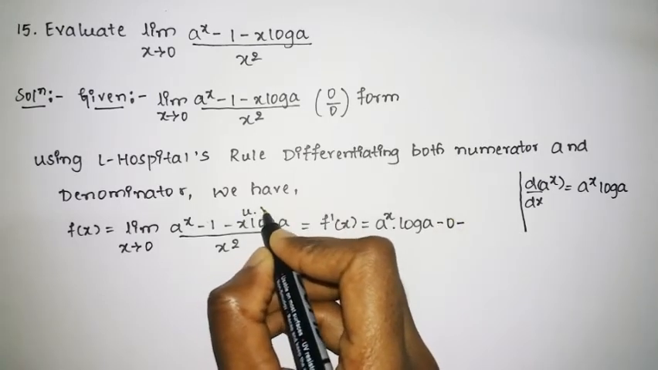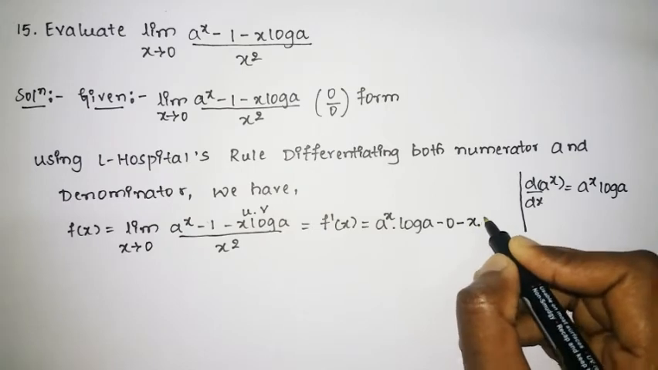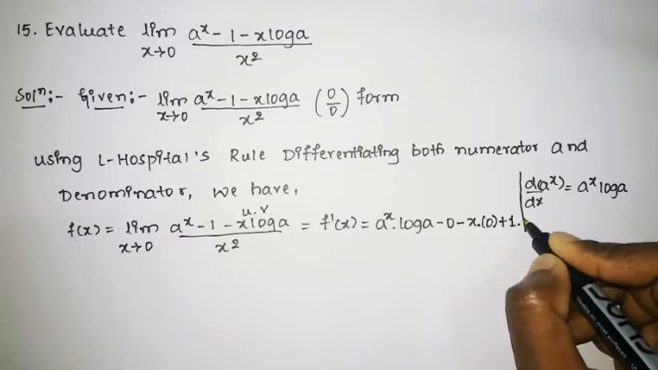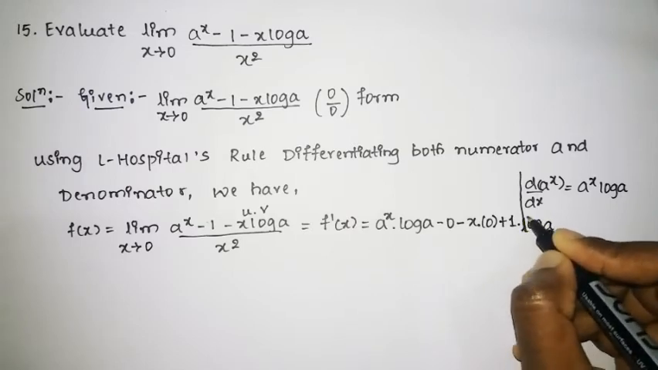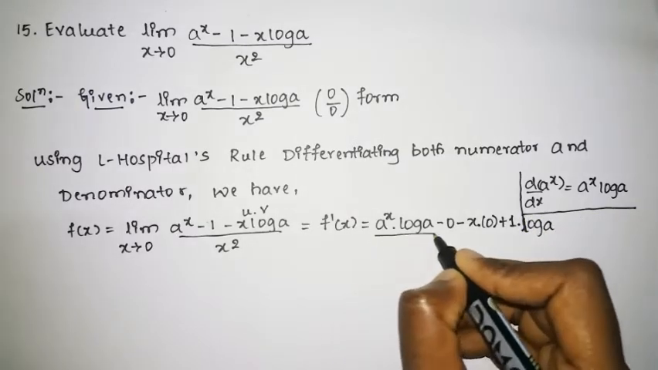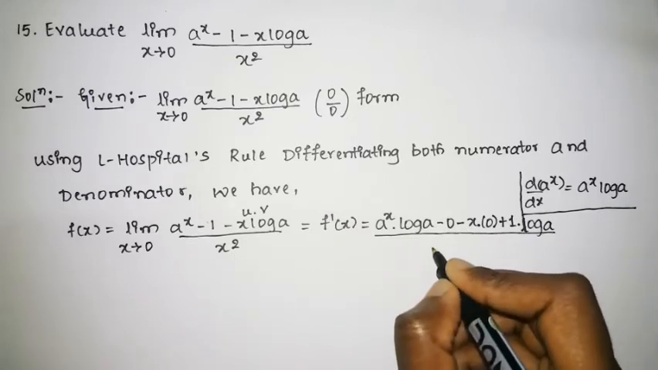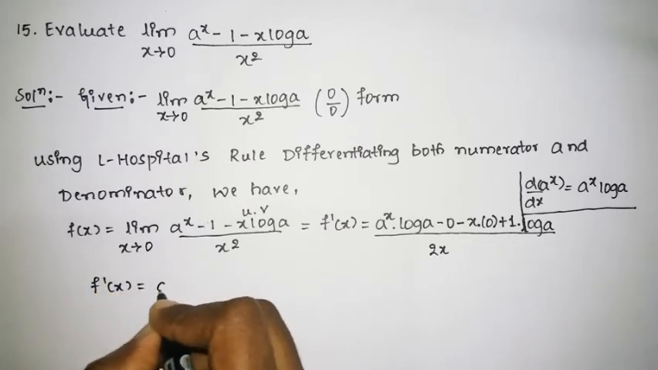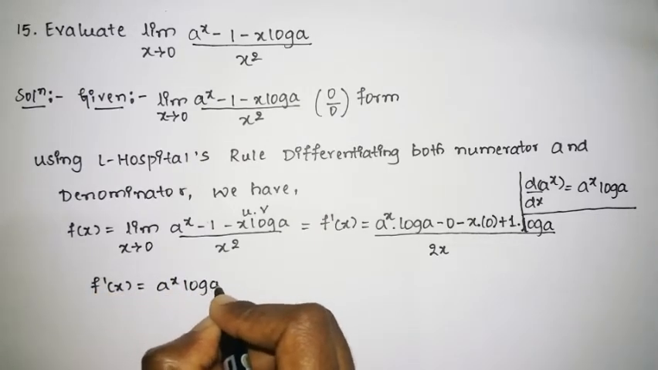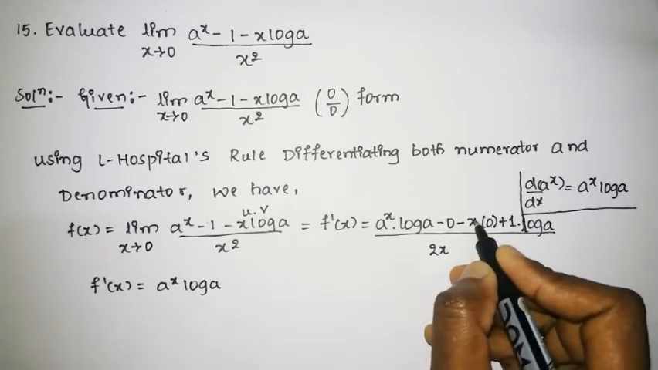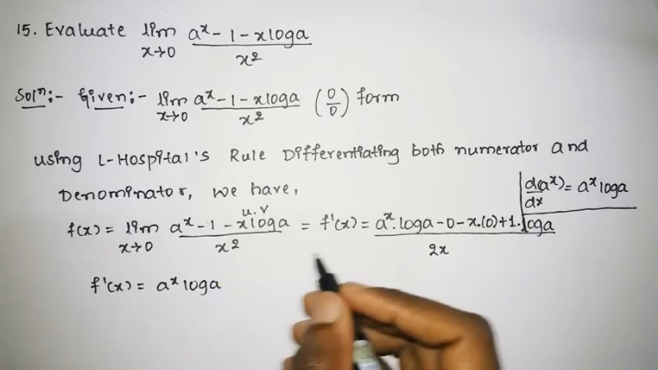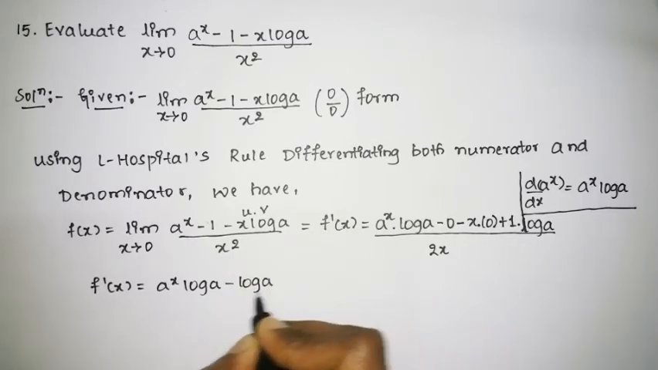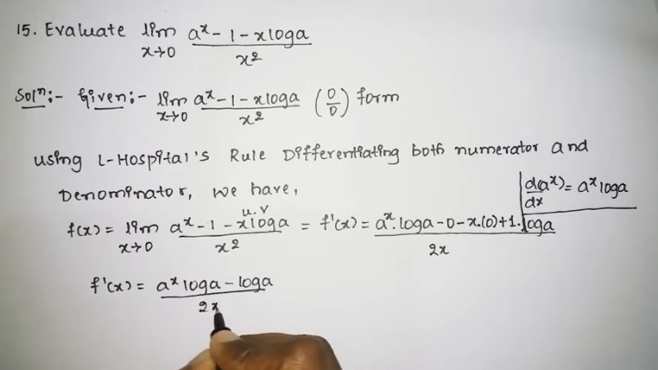Now we shall apply the u into v rule. That is, x into differentiation of log a is 0, then plus 1 into log a. Then whole divided by differentiation of x square, which is 2 into x. Therefore f dash of x is equal to a to the power x into log a, then minus x into 0 is 0 plus 1 into log a. So 1 into log a is nothing but log a, keeping minus sign as it is. So minus log a whole divided by 2 into x.